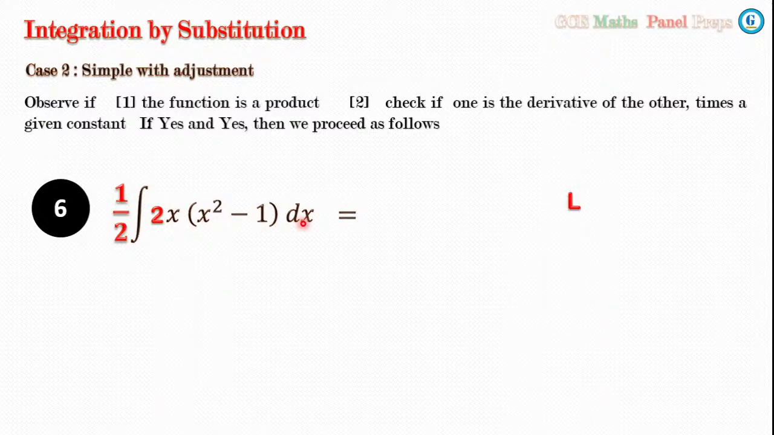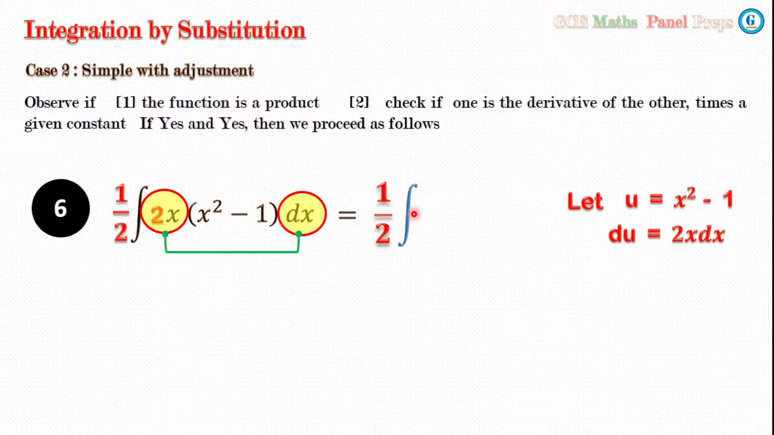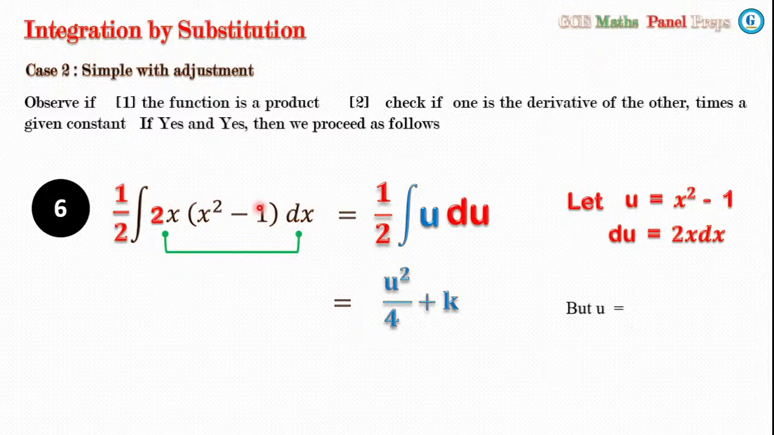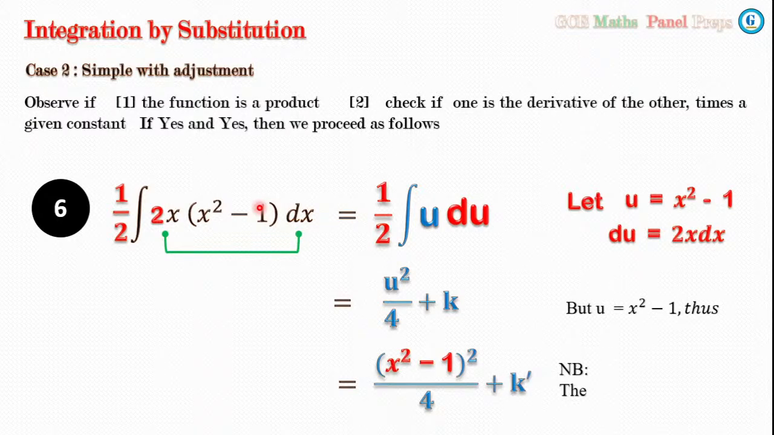So my integral now has no problem, because when I differentiate x squared minus 1, I have 2x. So let u be equal to x squared minus 1. Differentiating both sides gives du equal to 2x dx. I can now come to my function and replace this 2x dx by du, and x squared minus 1 by u. So my integral now is a half, u squared on 2 plus k. That gives us u to the power 2 on 4 plus k. We now substitute these values and adjust this variable from k to k prime.